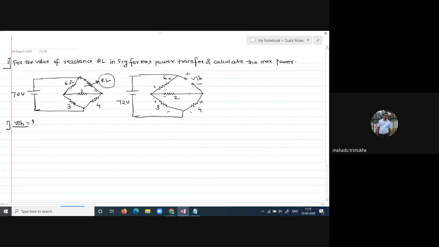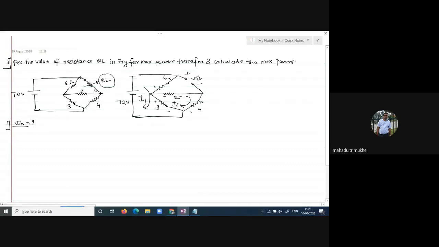Here from positive to negative. Suppose I assume this is the first loop, the current flowing in the first loop is I1. But this side is open circuit, meaning there is no current flowing in this loop. Here we assume again the current I2. Here is open circuit, we are not assuming any current because the current should be zero in that.